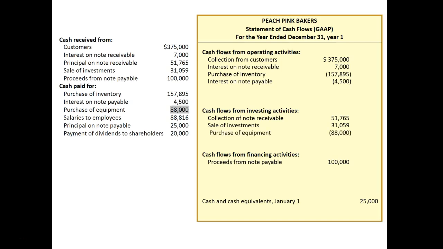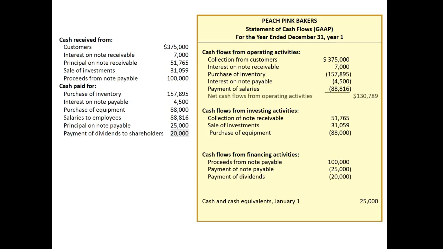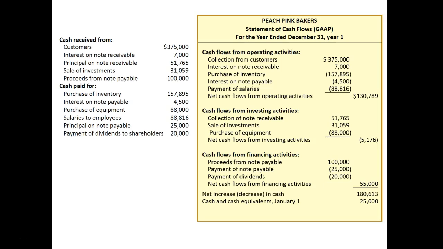Purchase of equipment is an investing activity. Salaries paid to employees would be an operating activity that's in the normal course of a business. The principal on the note payable is a financing activity. And also the payment of dividends to shareholders would be a financing activity. So we show the net cash flows from each activity. We net the net cash flows from operating activities, investing activities, and financing activities. We come up with a net increase or decrease in cash. We then take our beginning balance to come up with our ending balance. That will be shown on the balance sheet.